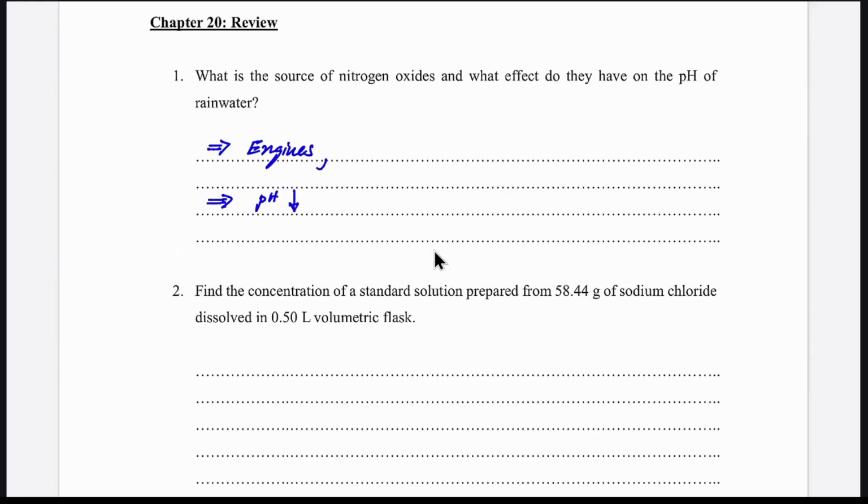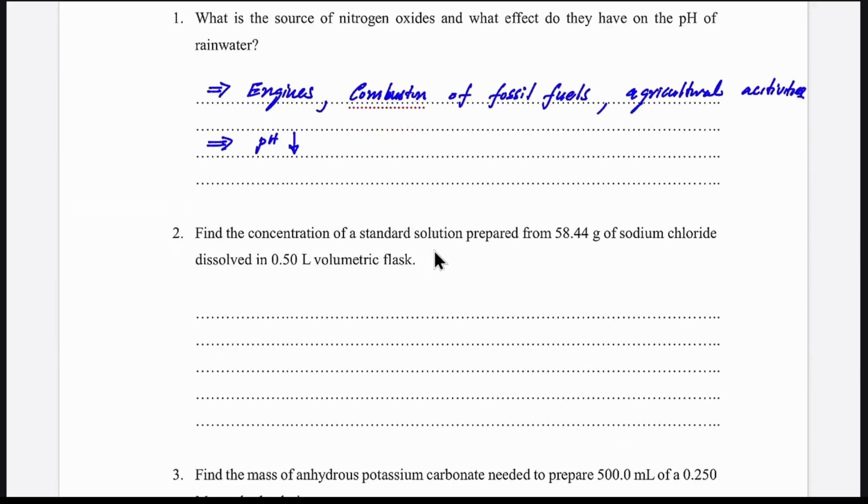Okay. So engines, combustion of fossil fuels. You can also say agricultural activities. And the rainwater is acidic, so the pH value is low.